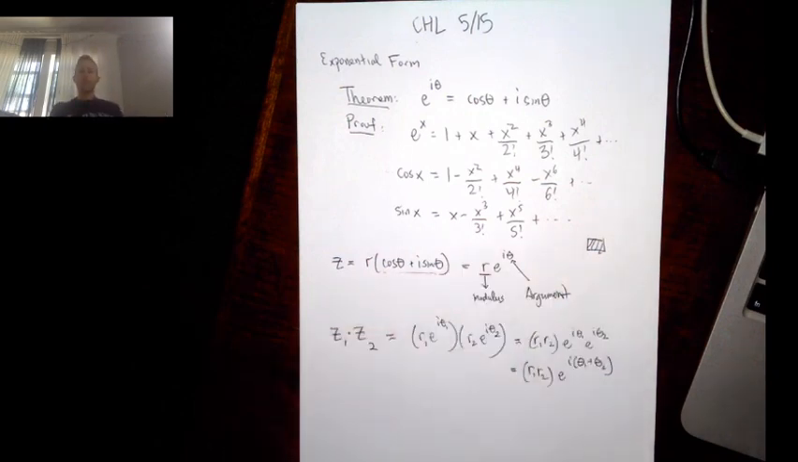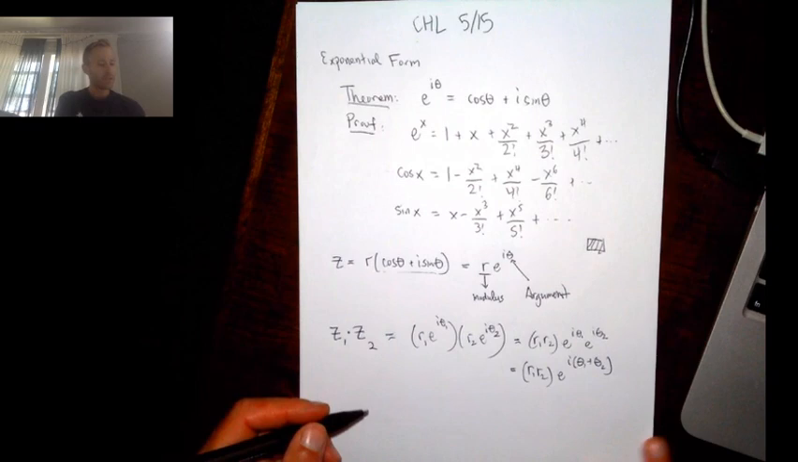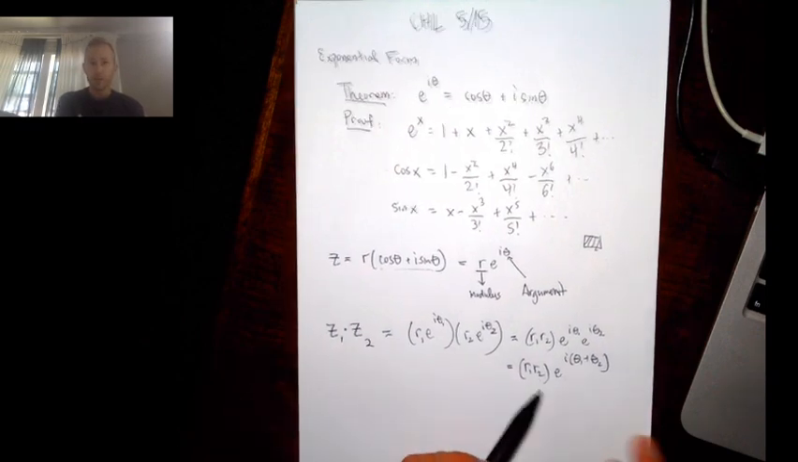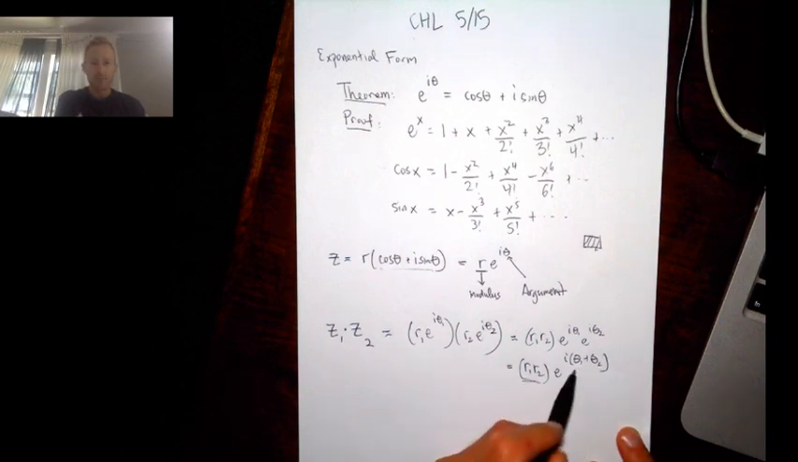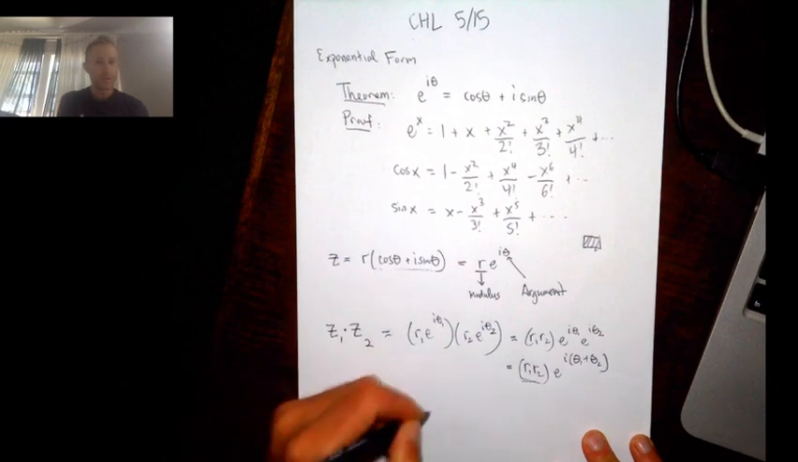Okay? So that makes it super easy to multiply complex numbers. It's kind of interesting. What this says is that when you multiply complex numbers, their moduli multiply together and their arguments add. So, for example, what if I multiplied two complex numbers?